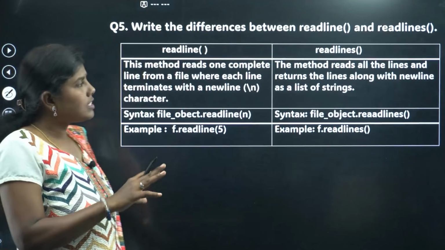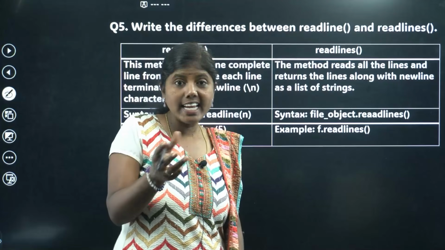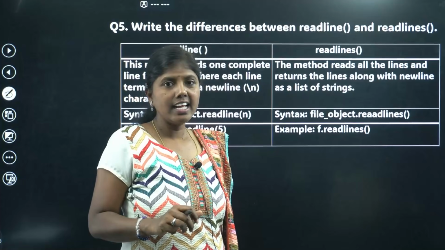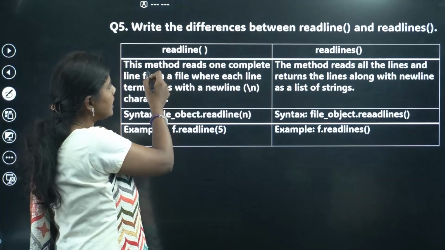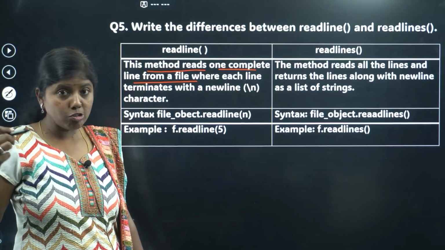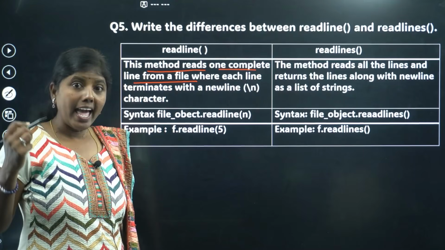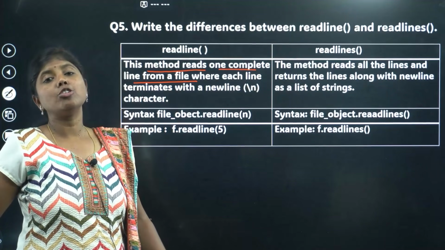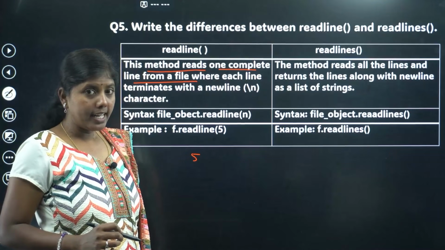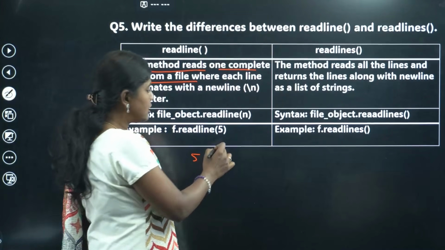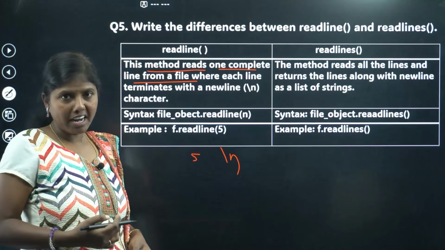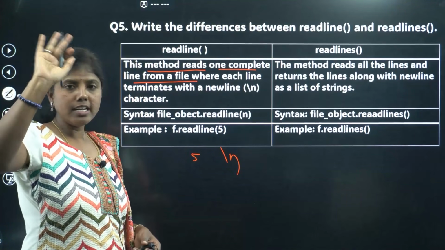We'll go for the next question. What is the difference between readline and readlines? Writeline is not there; readline and readlines are there. In this, readline is going to read one complete line from the file. And you can also mention how many characters you want to read, for example 5 characters. I can read it, but maximum up to the first occurrence of slash n. Wherever that slash n comes, up to that it can read the number of characters. But if it crosses, then it will not read it.